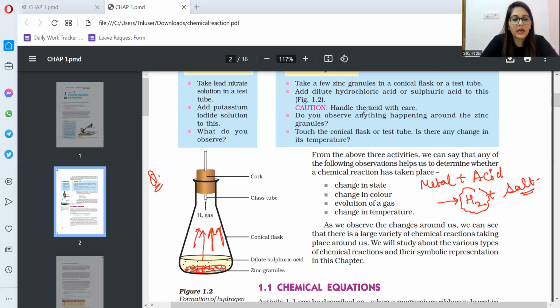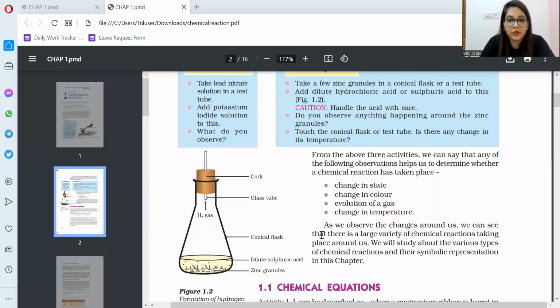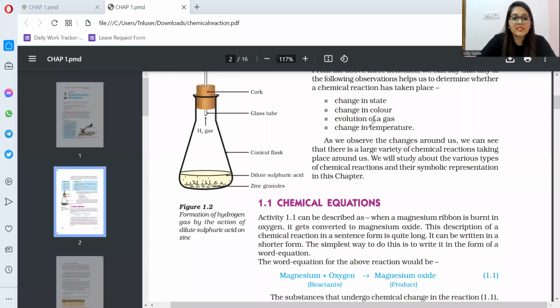So we have seen here that the evolution of gas is showing us that yes, a chemical reaction has taken place. So I think that's clear to all of you. As we observe the changes around us, we can see that there is a large variety of chemical reactions taking place around us. We will study the various types of chemical reactions and their symbolic representations in this chapter.